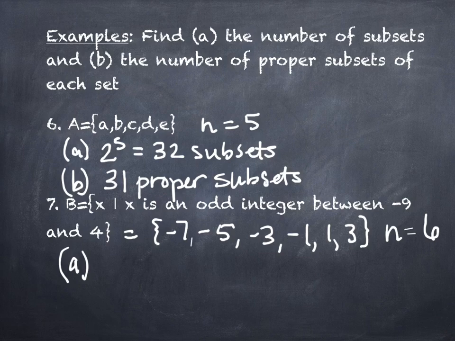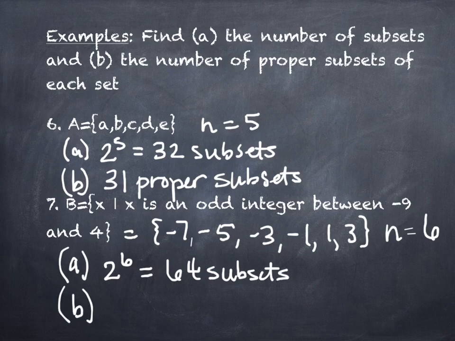We could do that. All right, so part A, proper subsets. What would they be? All right, so 2 to the 6th, which is 64 subsets. And part B, how many proper ones? 63 that are proper subsets.